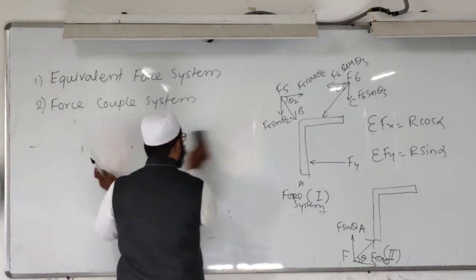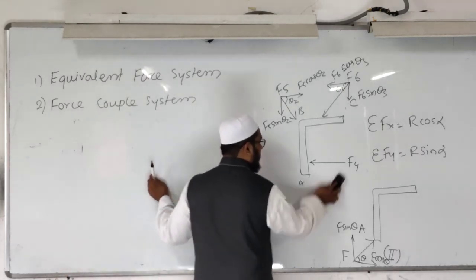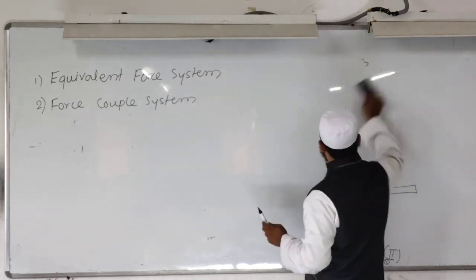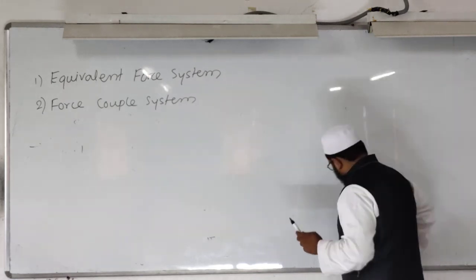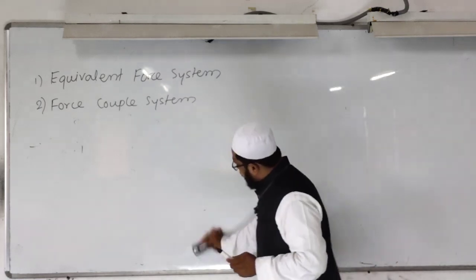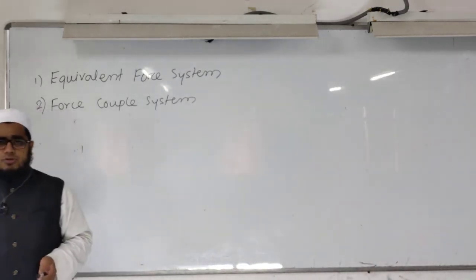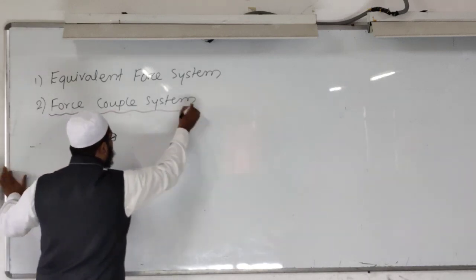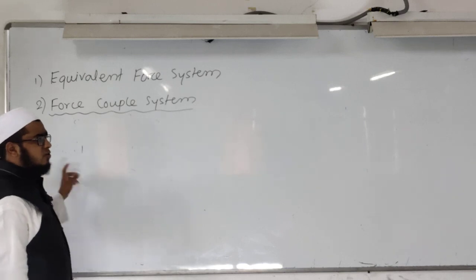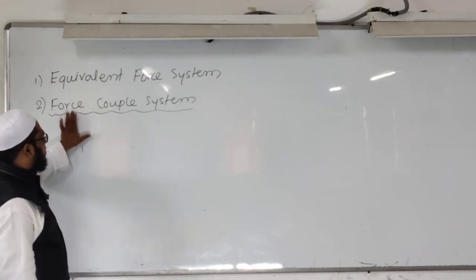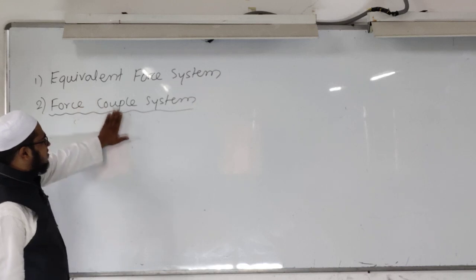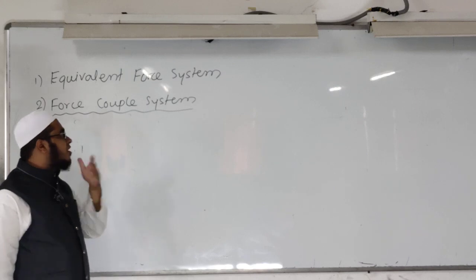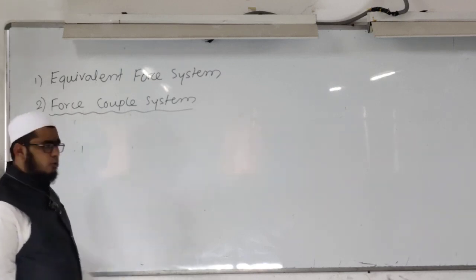Now we will see the force couple system. A force couple system is a specific type of equivalent force system in which the force system consists of a single force and a couple. A single force and a couple. From its name we can understand that in this force system there will be one force and one couple. How to obtain the combination of force and couple? Very simple.